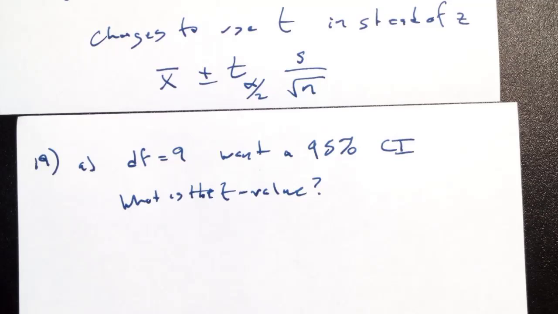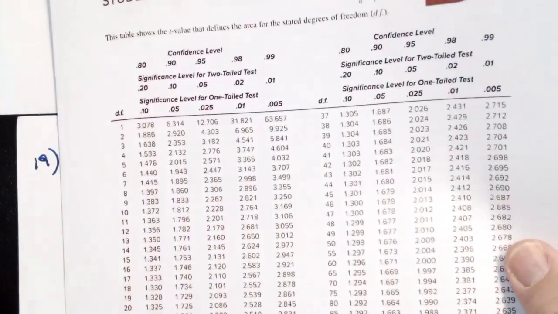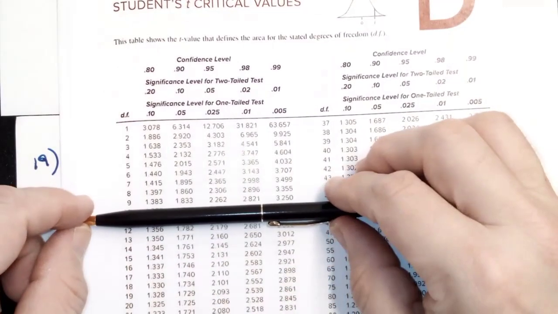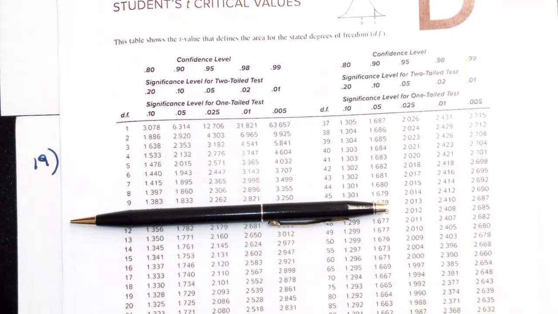So I go to my table. And in the table in the back of the book in Appendix D, I say to myself, okay, 9 degrees of freedom. 9 degrees of freedom is here. I want a 95% confidence. Right at the very top of the table, it says confidence level. I don't actually have to look up what alpha or alpha over 2 is. It's got it right here.